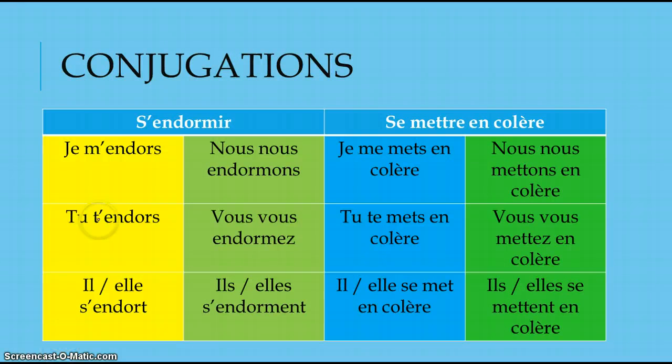I fully conjugated s'endormir and se mettre en colère for you. Notice, I told you could not simply drop the IR and add the IS, ISIT, ISSONS, ISSEZ, ISSENT ending. That does not work for s'endormir. Notice, you've got an SST ending, ONSEZENT. And if you look, your left side of the chart is conjugated differently than the right side.